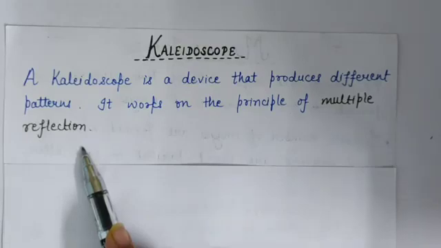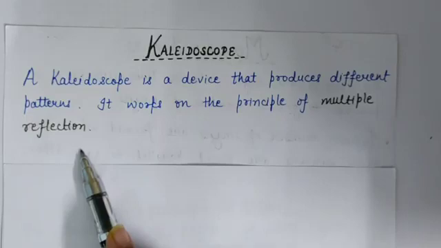A kaleidoscope creates beautiful patterns which change when it is rotated. When we rotate the kaleidoscope, it creates beautiful patterns. In this, mirrors are attached making an angle of 60 degrees. The angle between 2 mirrors is 60 degrees, so they form a triangle.